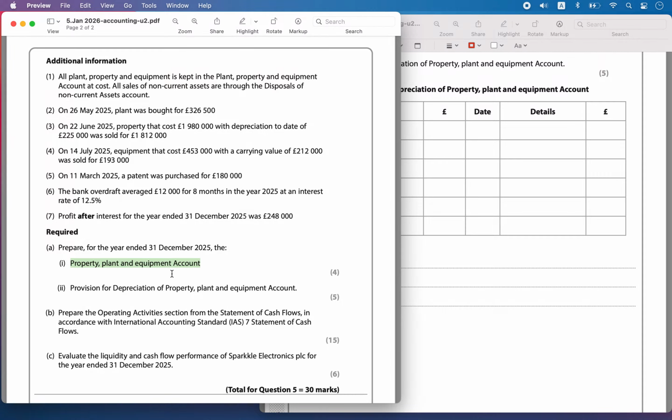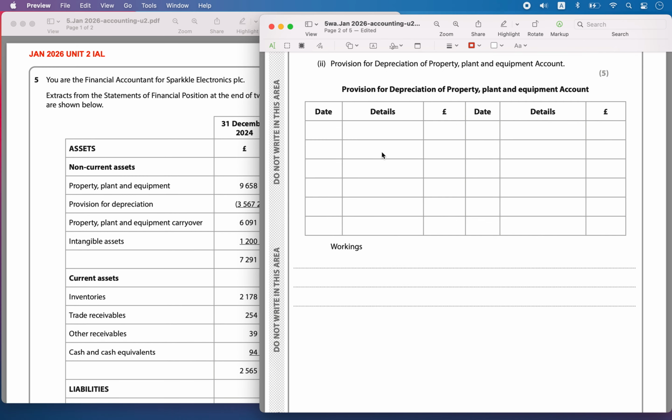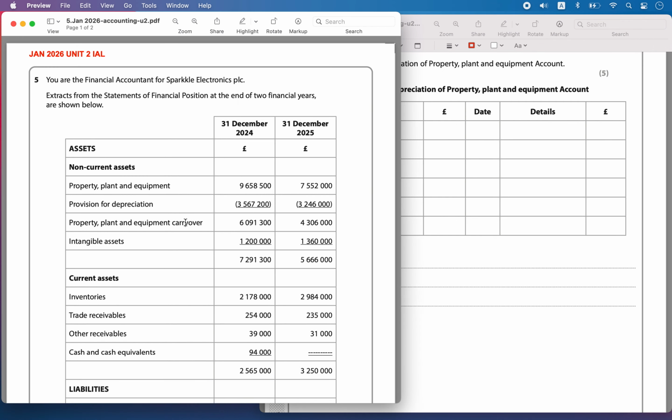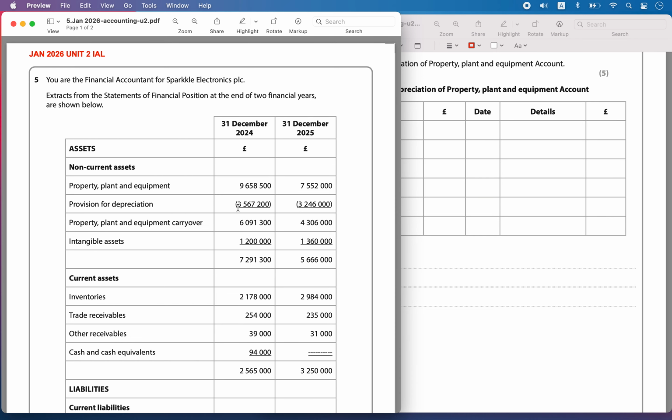Now, part of the question asks us to prepare the property, plant and equipment account. Now we are supposed to prepare the provision for depreciation of property, plant and equipment account. It will start from the credit side, and any new provisions go there. Any provision disposals that have happened, you will enter on the debit side, but we will have to go into the income statement. You will have to adjust and then balance the rest. So now let's calculate that.